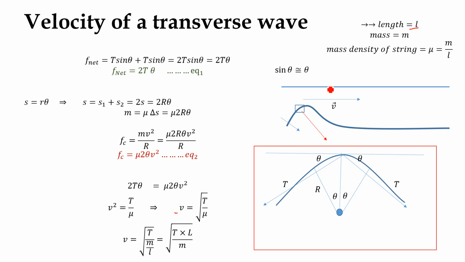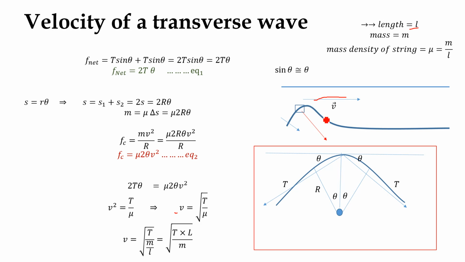Now consider this string and we produce a single pulse in this string which travels with velocity v in this direction. Now we are going to calculate the velocity of this wave. For calculating the velocity of this wave, we will need to solve two equations. One is the net force equation for tension and the second is the centripetal force equation.